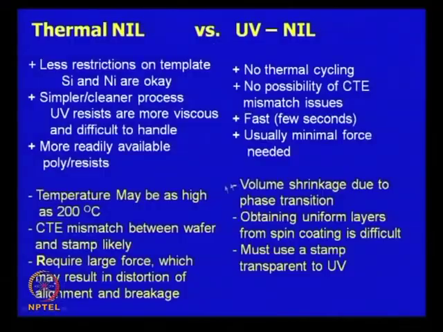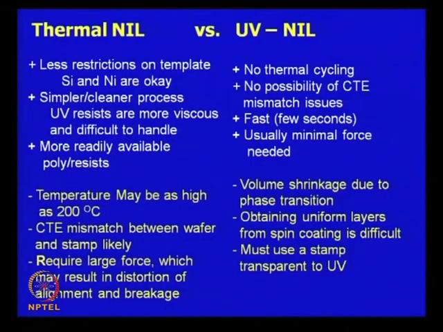In contrast, of course, UV NIL has these advantages, but there is significant volume shrinkage. This is important. In UV NIL, there is significant volume shrinkage due to phase transition. This phase transition occurs when you are exposing the patterned resist layer after it has been imprinted or embossed with the stamp, UV exposing it. So, there might be significant volume shrinkage. As we have already told, because you are working with high viscosity UV curable resist, it might be difficult to obtain uniform layers from spin coating, and of course, there is a lot of material restriction on the UV stamp.